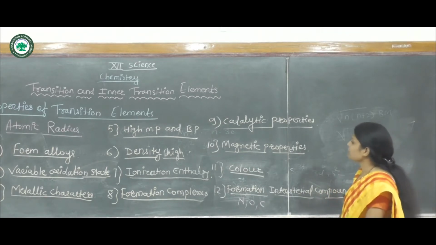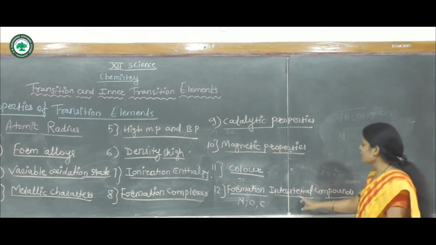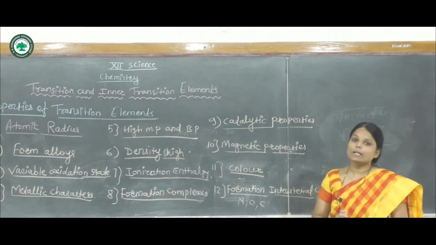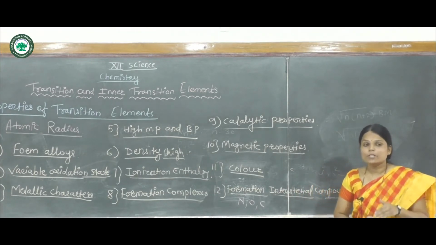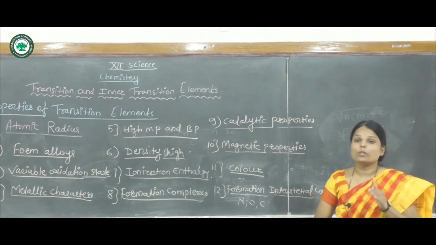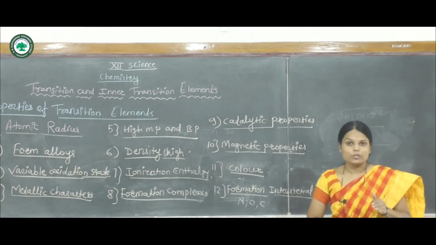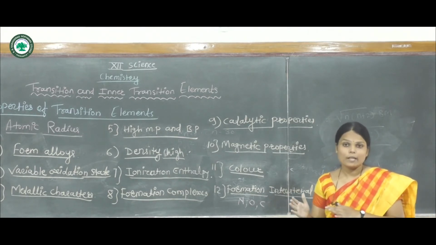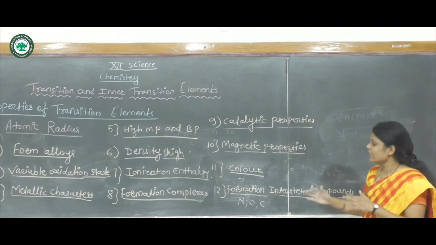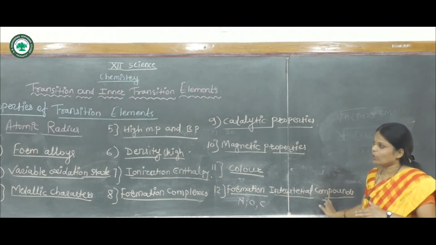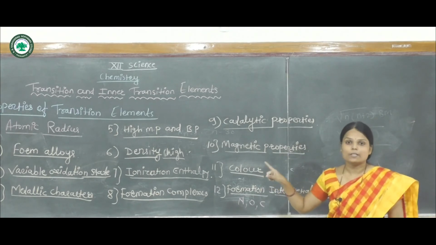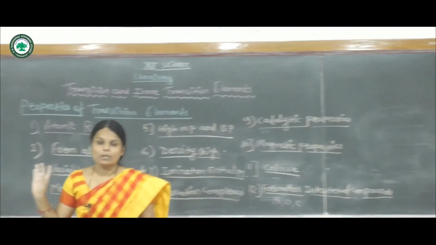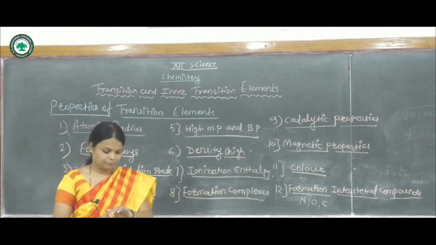The next and last property is the formation of interstitial compounds. The transition elements can easily form interstitial compounds, in which nitrogen, carbon and oxygen, which are smaller atoms, can be trapped in the crystal lattice and easily form interstitial compounds. All of these 12 are the properties of transition elements. We can study the transition elements' properties. Thank you.